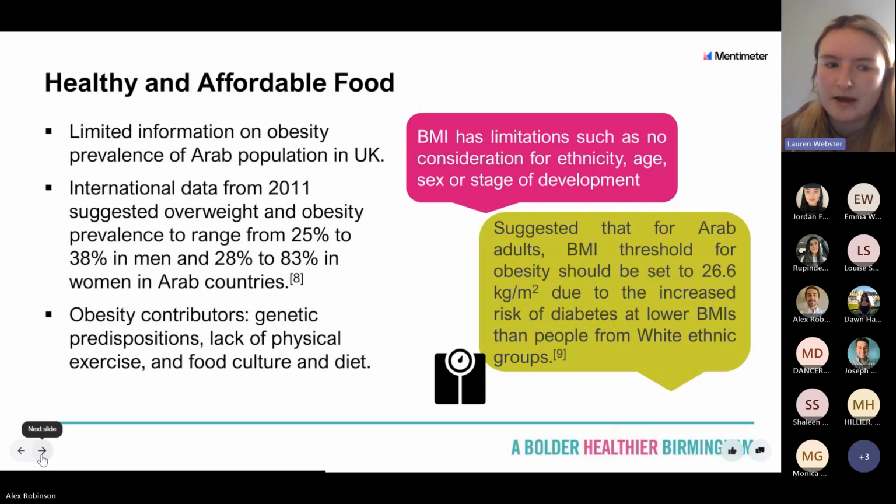BMI is calculated as weight in kilograms divided by height in meters squared. BMI does have limitations, such as no consideration for ethnicity, age, sex, or stage of development. It's suggested that for Arab adults, the BMI threshold for obesity should be set to 26.6 kilograms per meter squared due to risk of diabetes at lower BMIs than people from white ethnic groups. Grade 1 obesity is currently classed as a BMI of more than or equal to 30 kilograms per meter squared. Next slide, please.